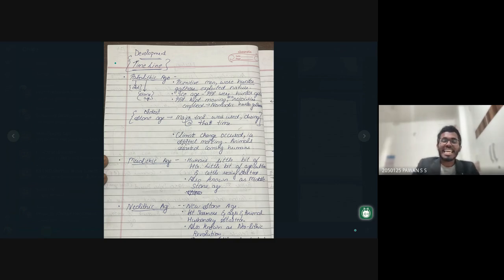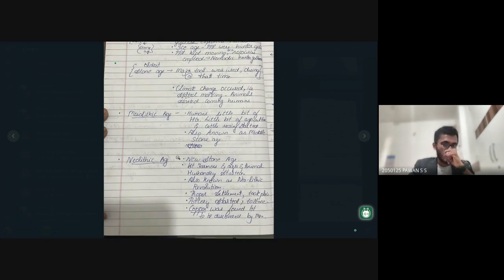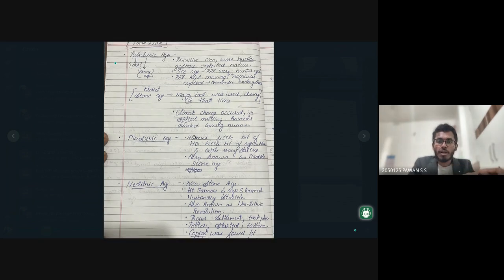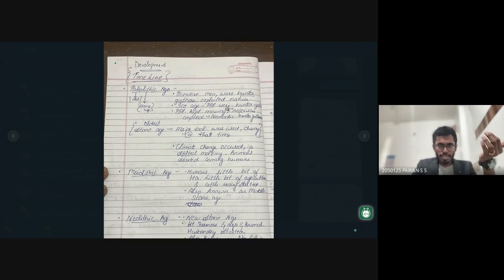So the second age is called the Mesolithic age. What do you mean by Mesolithic age? Humans were a little bit hunter gatherers, and a little bit of agriculture started. In Paleolithic age, people kept moving, right? In Mesolithic age, people started settling down. A little bit they started with agriculture, a little bit with cattle rearing, and this age is also called the Middle Stone Age. Now the next period is called the Neolithic age. What happened in Neolithic age? Neolithic age is also called the New Stone Age.